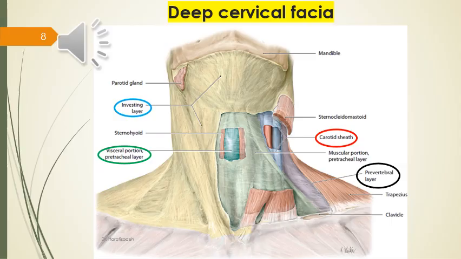Please look at this image. It shows the deep fascial layers of the neck. It has a superficial layer and a deep layer. The superficial layer, or investing layer, is attached around the mastoid process and encloses the muscles superiorly, and it comes down and attaches to the acromion, clavicle, and manubrium of sternum inferiorly.